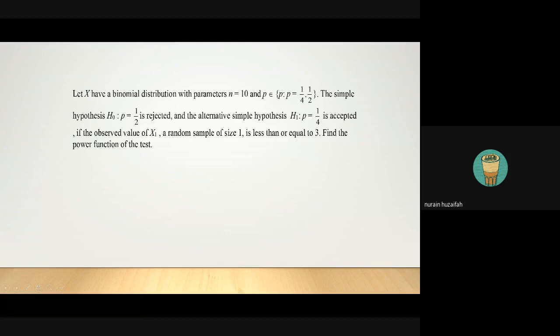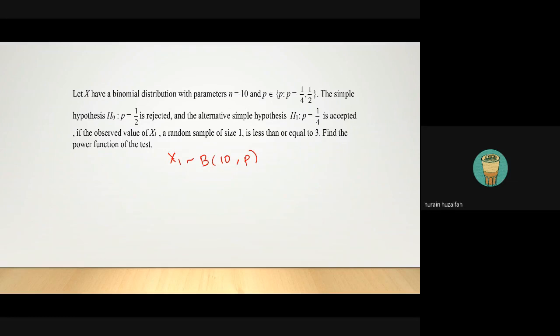But there is no X1, X2, up to Xn. That is what it means, so we just have only X1. X1 is distributed as binomial with n and, let's say, we take p equals p.